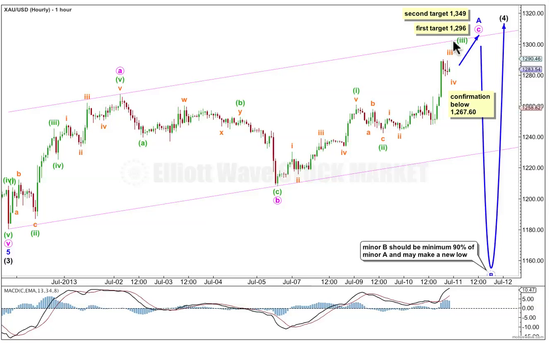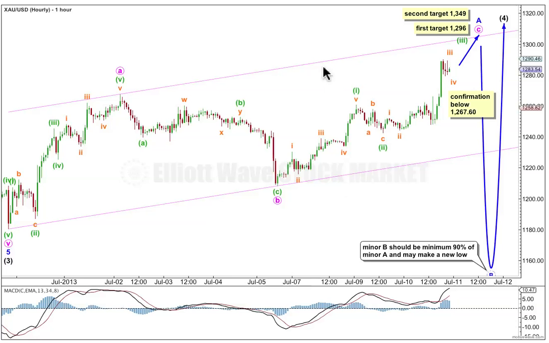At this stage, the first target for minute wave C will be 1296, where it would reach equality in length with minute wave A. If, when price gets up there, and it's pretty close now, the structure is either incomplete or the price keeps on going up through the first target, then we'll use the second target. At 1349, minute wave C would reach 1.618 the length of minute wave A.